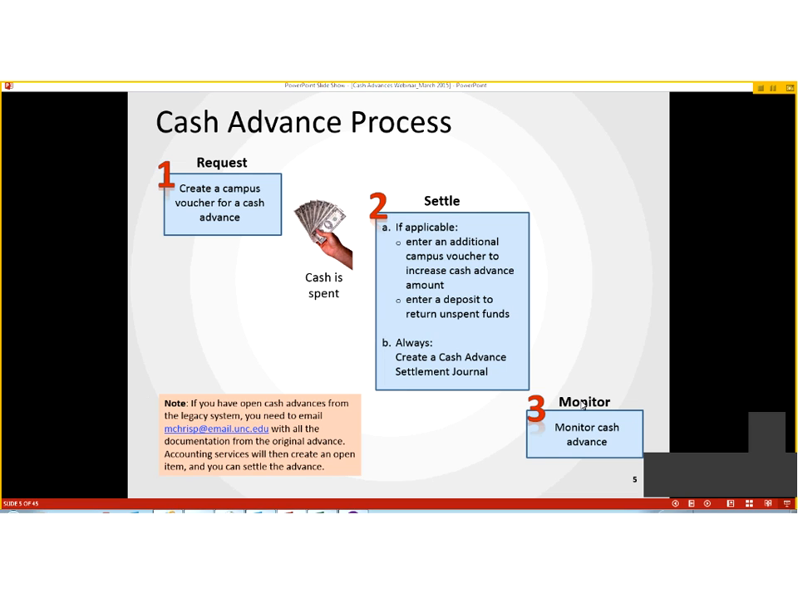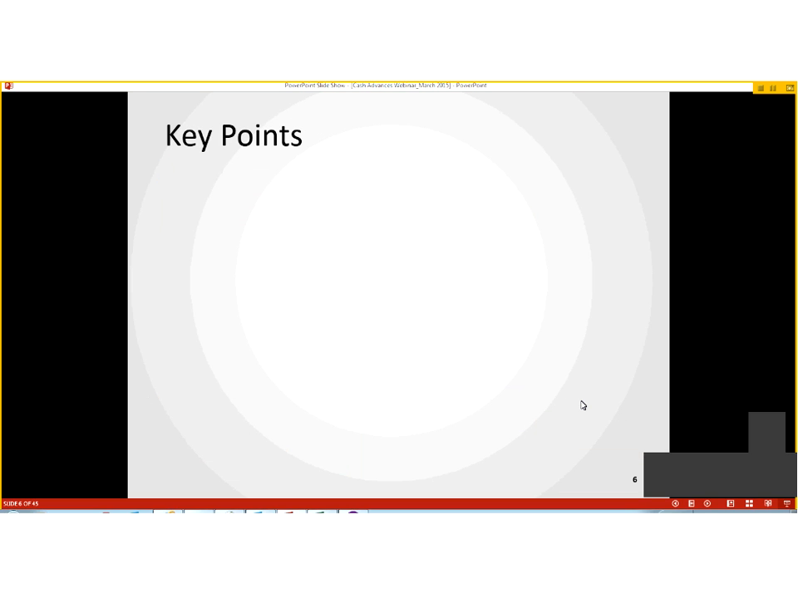Just a note that if you have open cash advances from the legacy system, you do need to send an email to the email provided here on the screen with all the documentation from the original advance so that accounting services can create an open item and settle the advance. And that would be for your non-OSR advances.